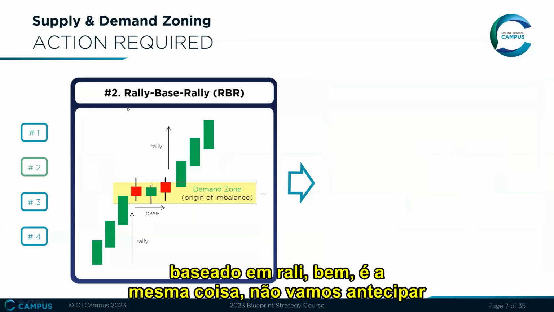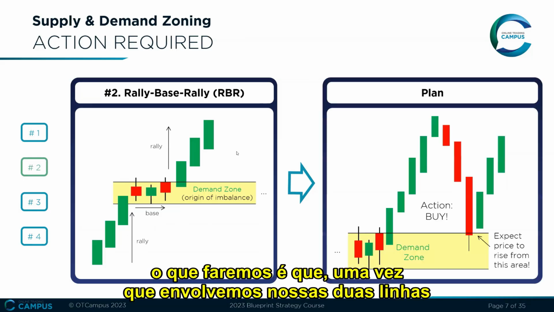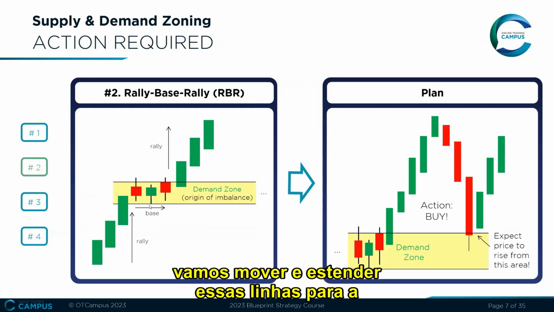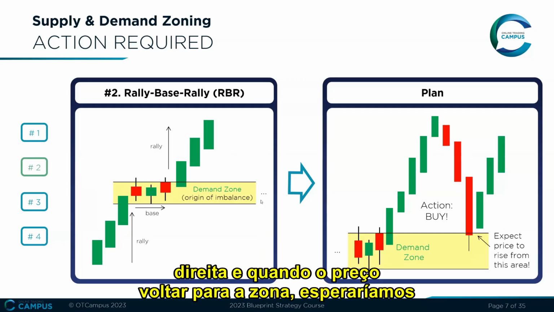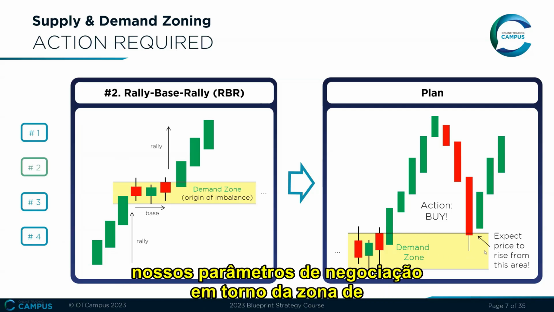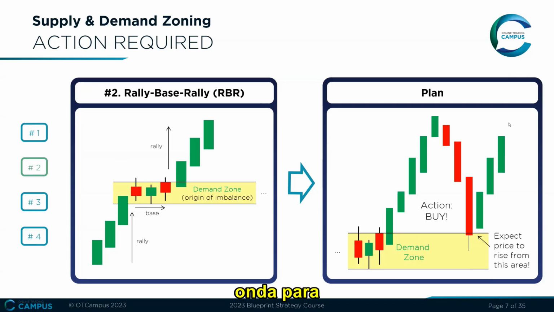What do we do if we see a rally-based rally? Well, it's the same thing. We're not going to anticipate a rally-based rally to be formed. What we're going to do is, once we wrap our two lines around the base, around the origin of imbalance, we're going to move and extend those lines to the right. And when price comes back into the zone, we would expect price to rise again from this area, as there's more willing buyers than willing sellers.